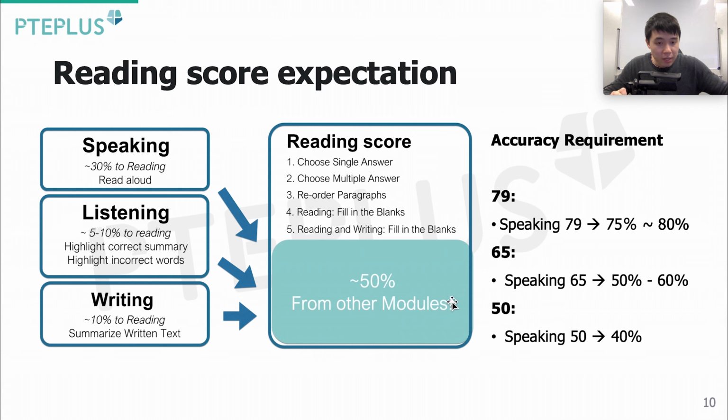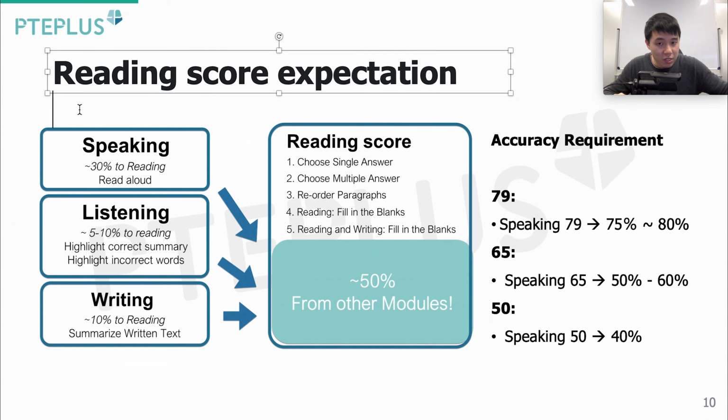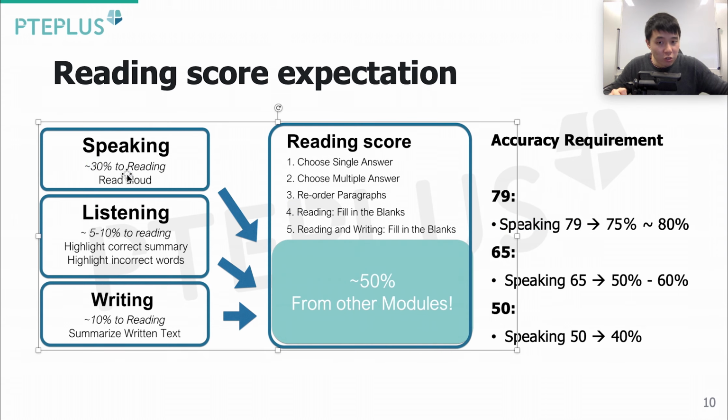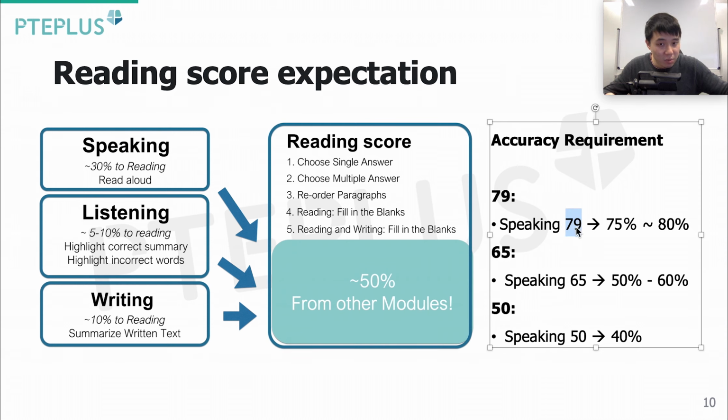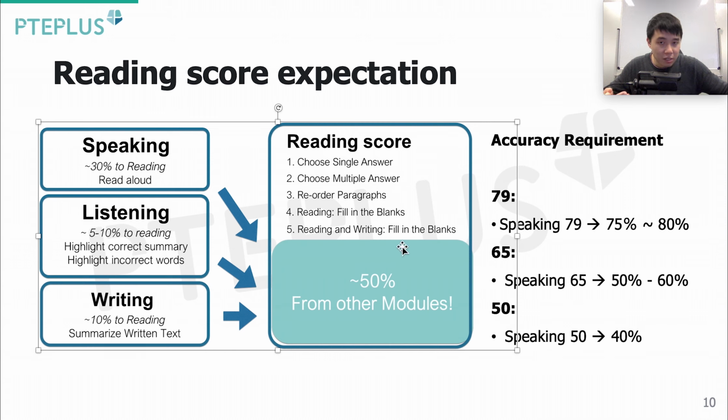And lastly, it is very important to note that in order for us to achieve our desired score, we must first achieve the required score in our speaking section. That is because read aloud alone contributes to reading for about 30%. So that means if we get a full mark in our speaking, so that is 90 in our speaking, we automatically get about 30 marks for our reading section already. So that's quite a lot, right?